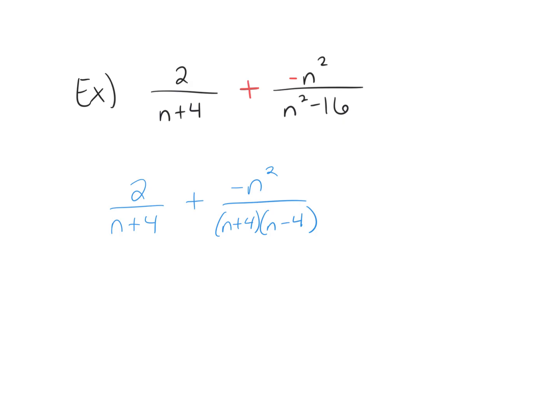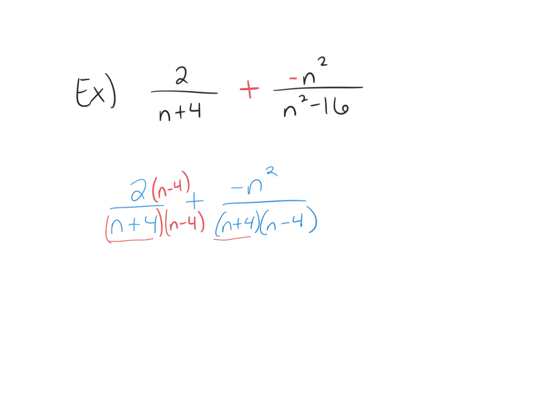Now, check, what do your denominators have in common? They have n plus 4 in common, so what is this one missing that this one has? N minus 4. What do we do with what it's missing? Multiply it to the top and bottom. Yep, so we have n minus 4 to the top, n minus 4 to the bottom. Only to the fraction that it's missing.